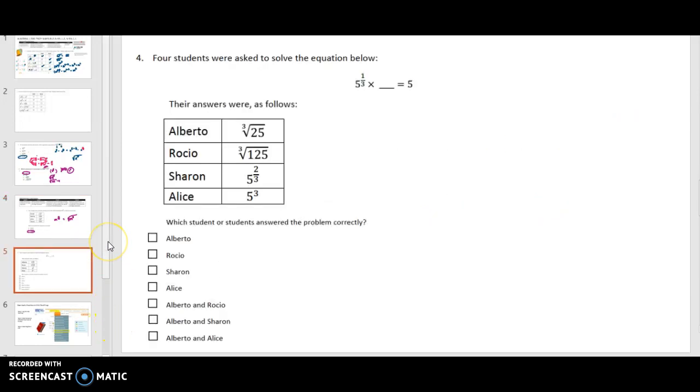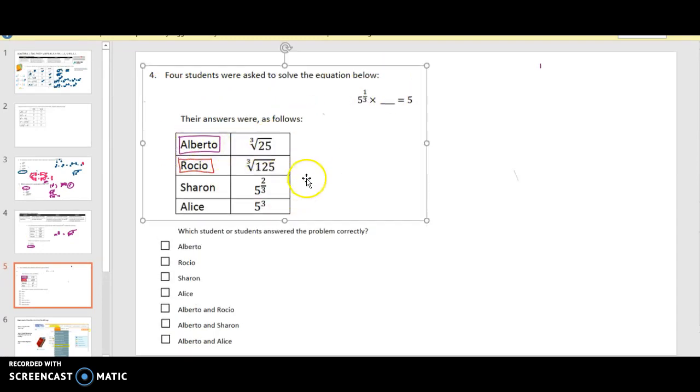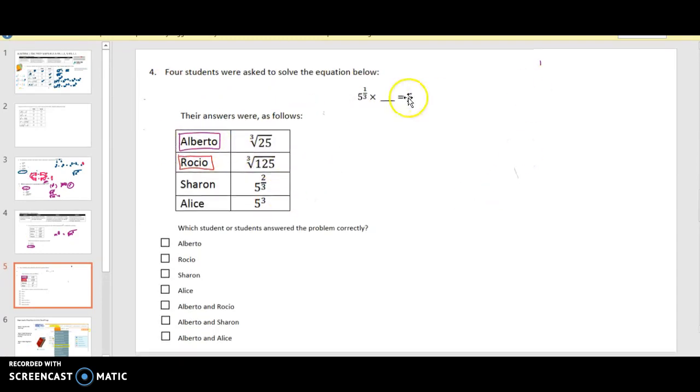All right, so let's do this one. Four students were asked to solve the equation below. Their answers are as follows. So we have 5 to the 1/3 times something equals 5. We're going to determine which of these, and there could be more, are correct. So basically we have to multiply these by this to see if we get a 5.